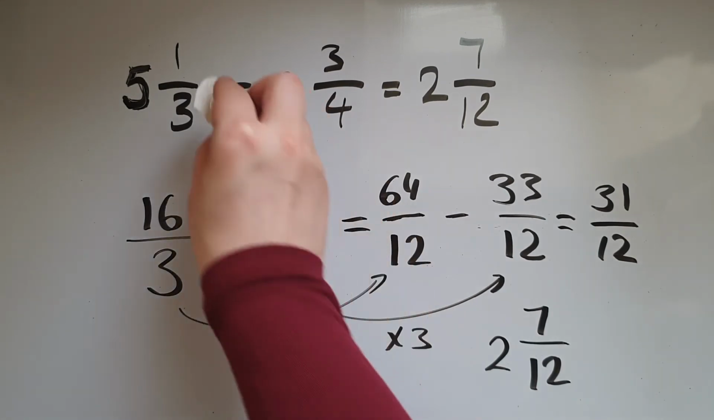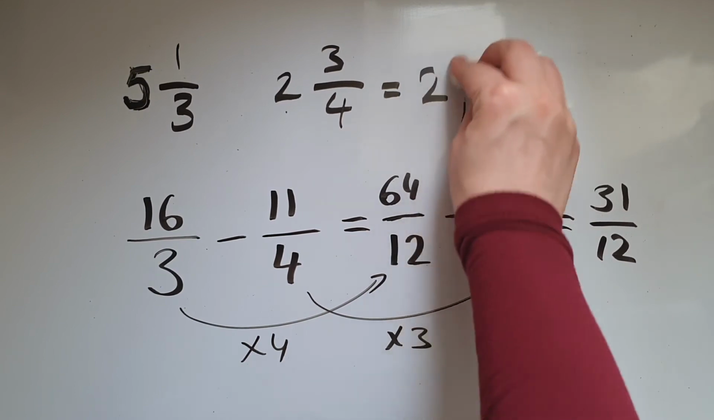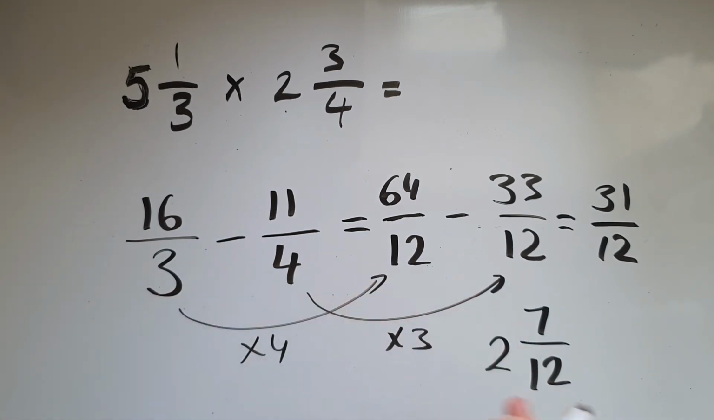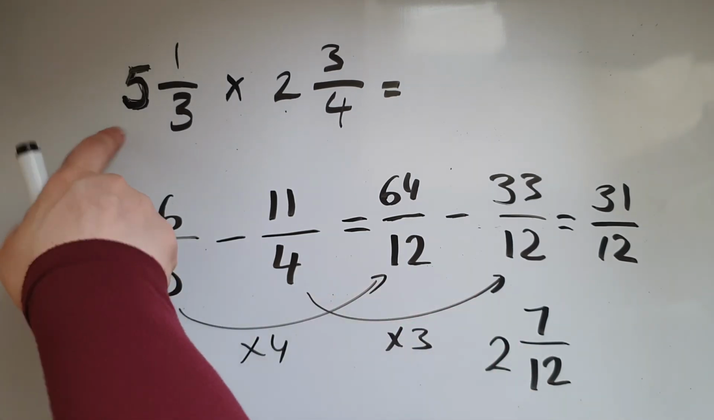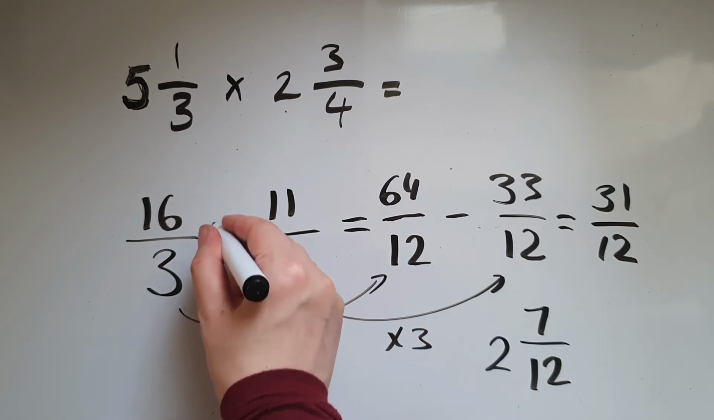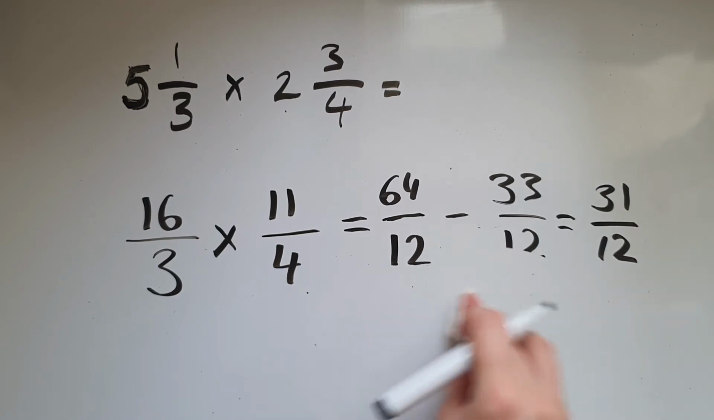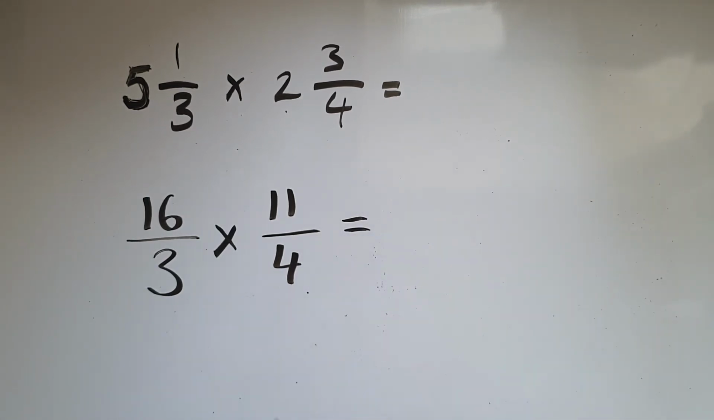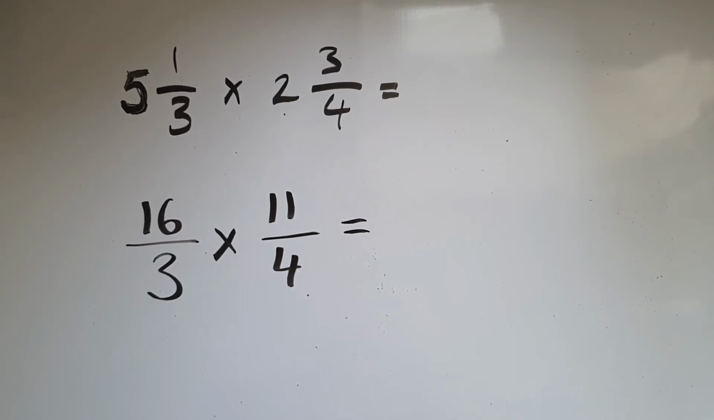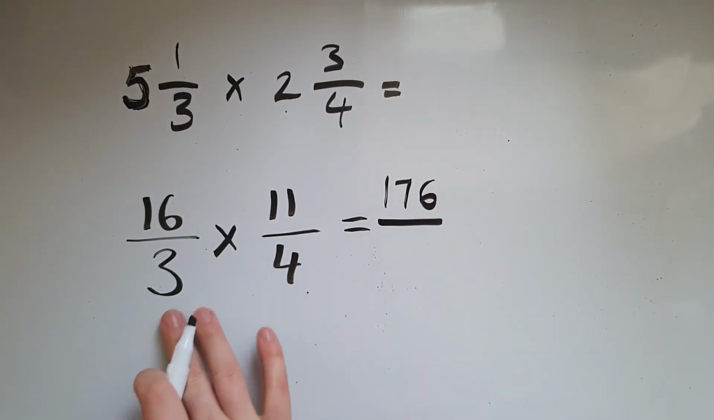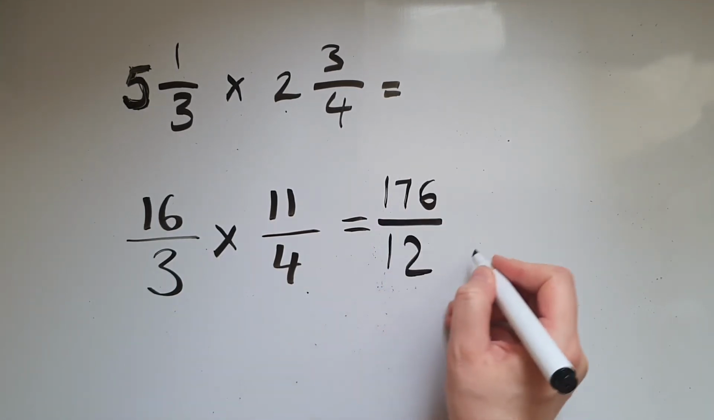What if I'm multiplying these two mixed numbers? I'd first convert them into fractions, just like we've done here. And then just multiply them. So multiplying the two top numbers, or the numerators, gives us 176. Multiplying the denominators gives us 12.